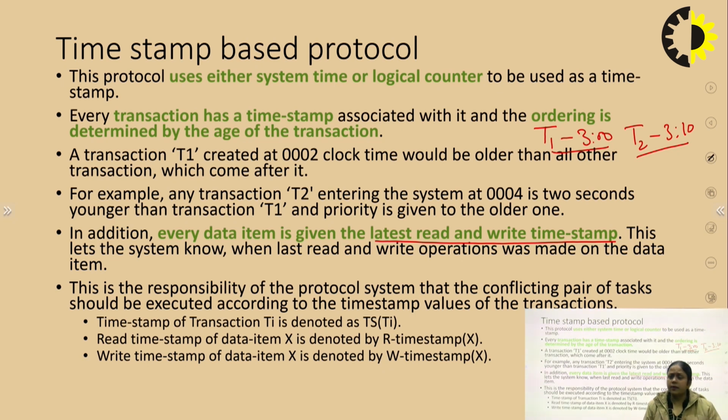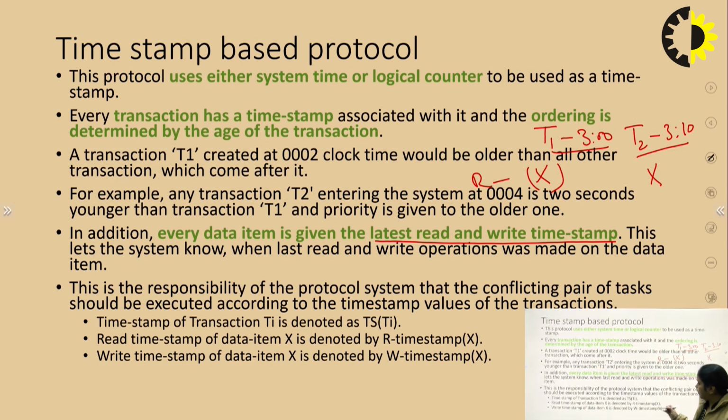The latest read and write timestamp values mean the following. If we have a data item X, the timestamp value of the transaction that made the latest read of X will be the read timestamp value of X. In this way, the timestamp value of the transaction that made the latest write of X is known as the write timestamp value of the data item X.